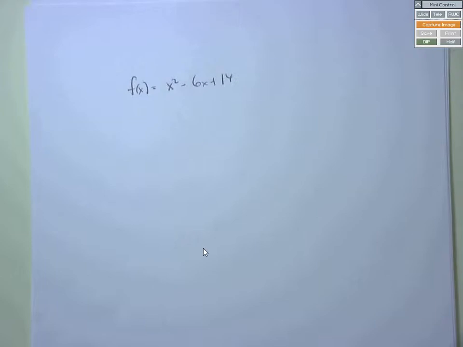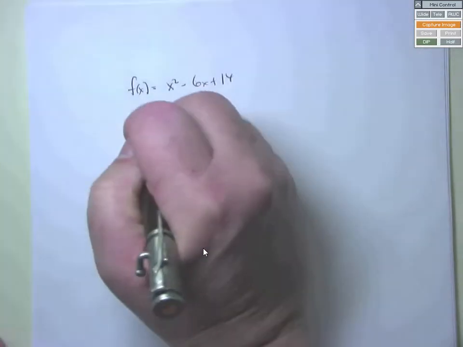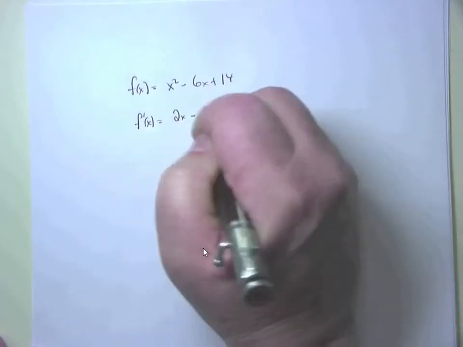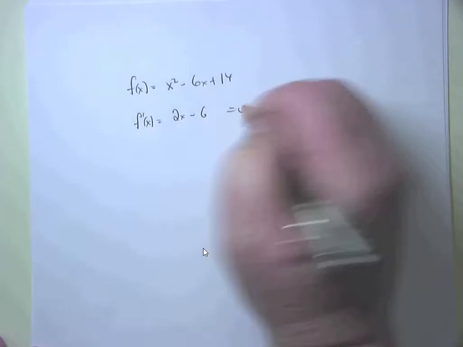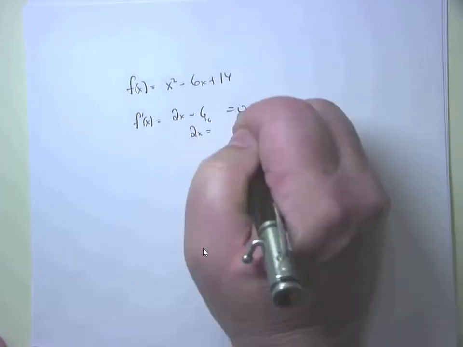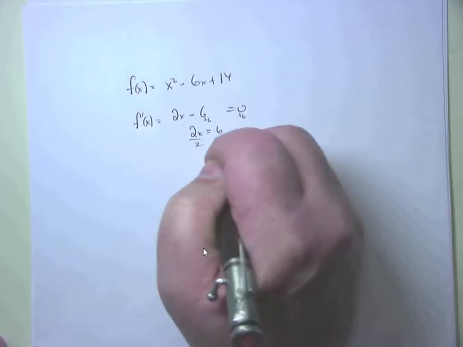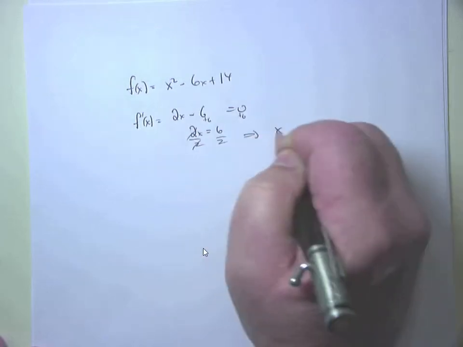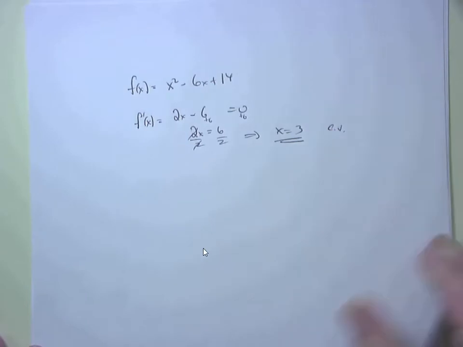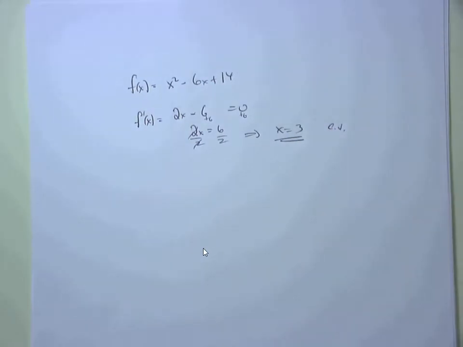Before I find intervals of increase and decrease, I've got to find the critical values. So I'm going to take my derivative. Derivative of x squared is 2x, minus the derivative of 6x is 6, derivative of 14 is 0. I'm going to set it equal to 0 and solve. So 2x is equal to, add 6 to both sides, 6, and then I'm going to divide by 2, x equals 3. This is my critical value. Does that make sense? The first derivative equals 0.